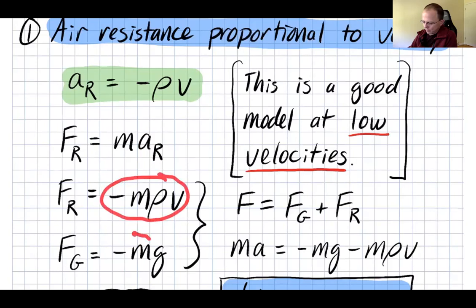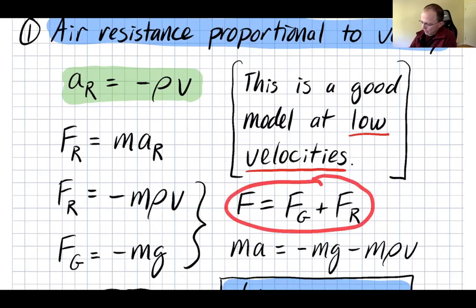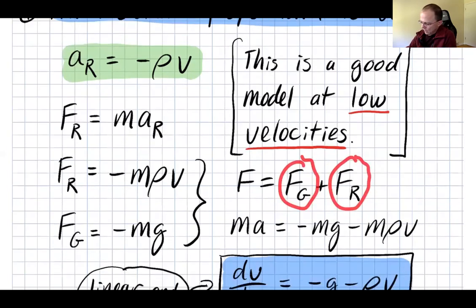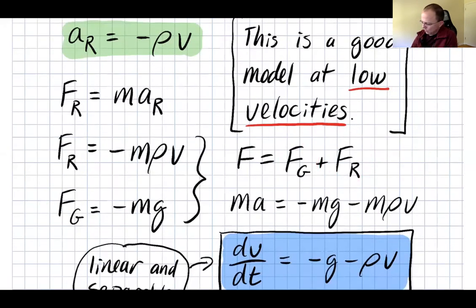And of course, we have this formula for the acceleration due to gravity, or the force due to gravity. So the total force on our falling mass is going to be the force due to gravity plus the force due to air resistance. And if you plug everything in, the mass times acceleration is equal to negative m times the acceleration due to gravity, and negative m times rho v, that's our air resistance.